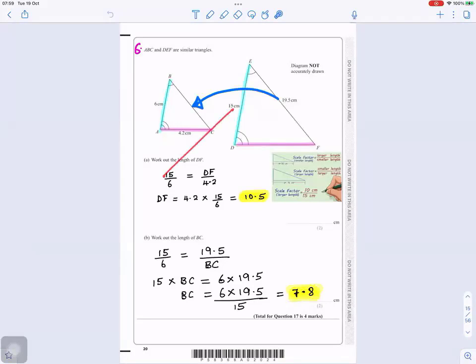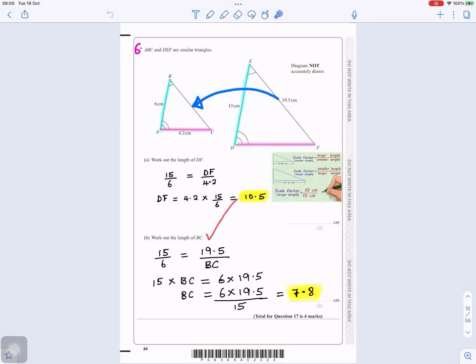So 15 divided by 6 is equal to DF divided by 4.2. So the scale factor is larger length divided by smaller length. To get DF, which is divided by 4.2 on the right, if you take it to the left, it becomes times 4.2. So 4.2 times 15 over 6 gives you 10.5.